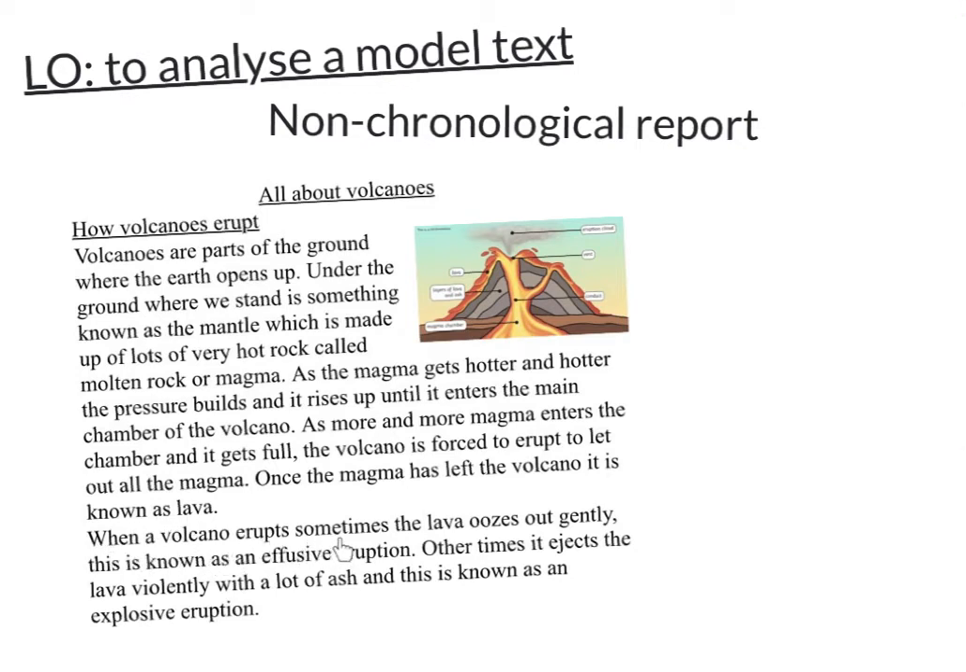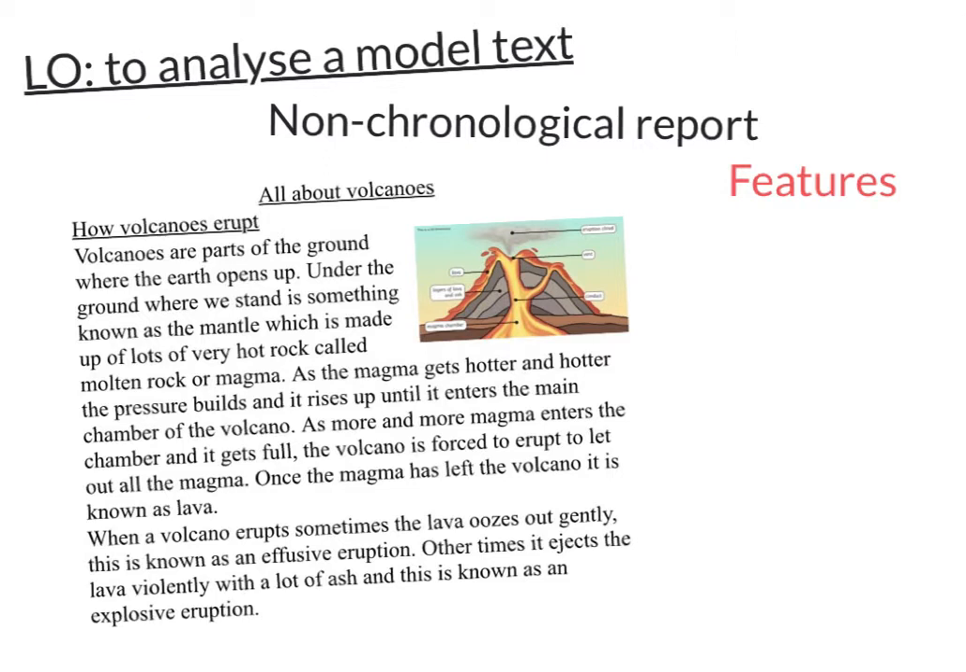When a volcano erupts, sometimes the lava oozes out gently. This is known as an effusive eruption. Other times it ejects the lava violently with a lot of ash, and this is known as an explosive eruption. So let's have a look at what makes this text a non-chronological report. How is it different to other texts?